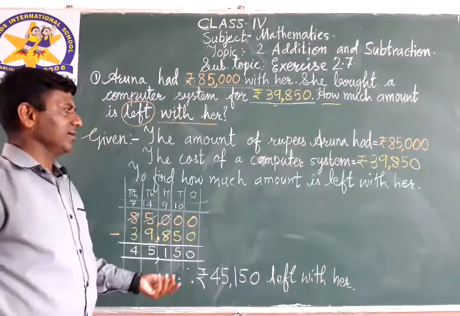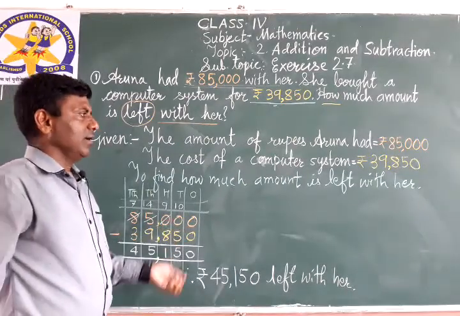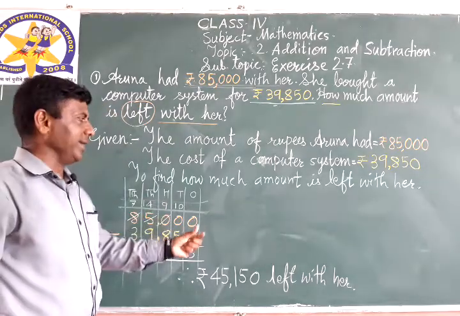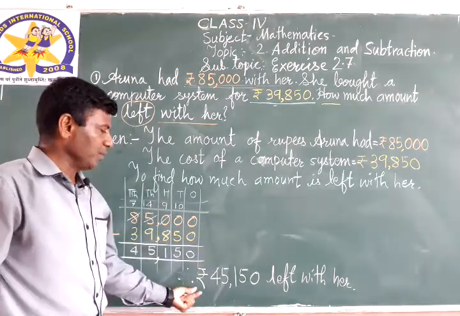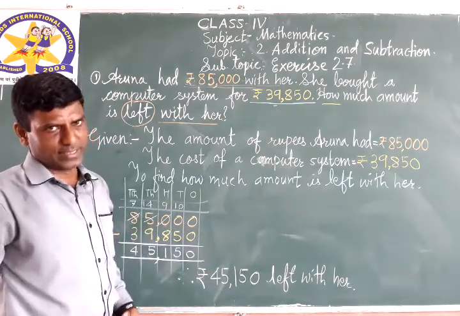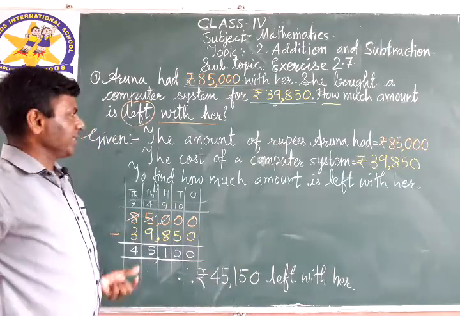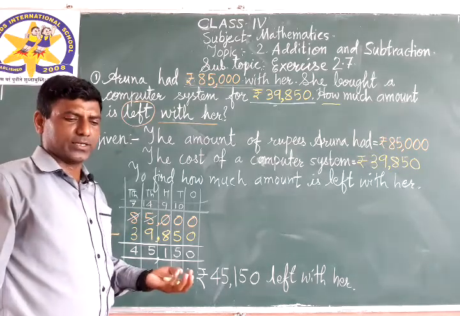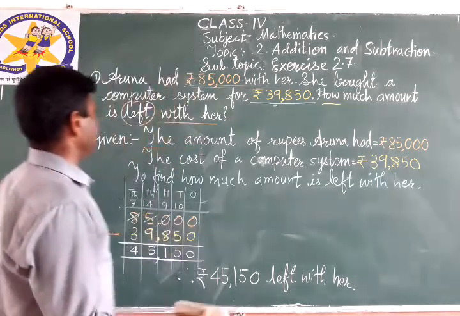Or you can write, the amount left with Aruna is equal to rupees 45,150. You can write like this also. Understand? If you want to take a screenshot, you can. Pause the video and take a screenshot. Let's see another example.